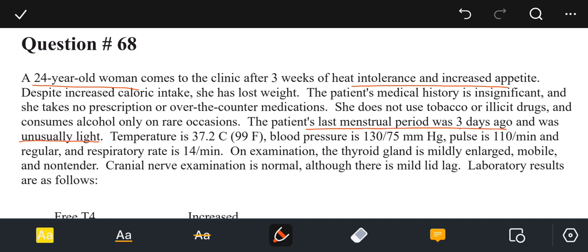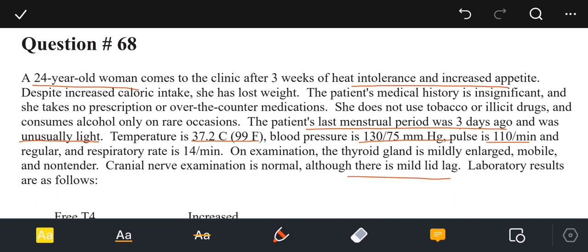The LMP was unusually light. Temperature is 37.2 degrees Celsius, that is 99 degrees Fahrenheit. The blood pressure is 130/75 millimeters of mercury and pulse is 110 per minute and regular. Respiratory rate is 14 per minute. On examination, the thyroid gland is mildly enlarged, mobile and non-tender. The cranial nerve examination is normal, although there is mild lid lag.